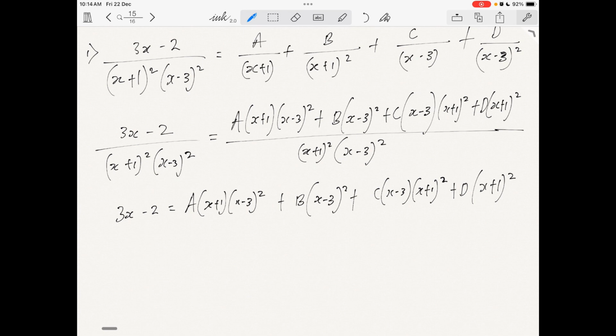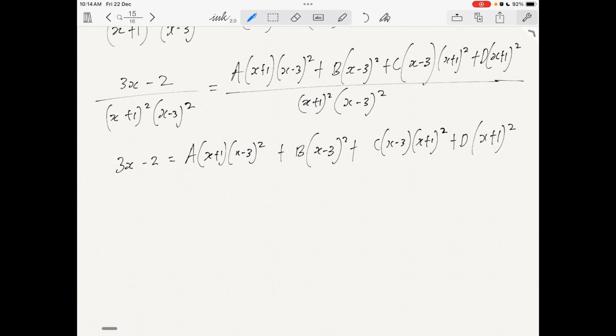Now, question, how do we solve A? How do we solve B? And also, how do we solve C and D? Now, people might say cover-up method, will it work? Sure, cover-up method will work, but we might not be able to evaluate everything using cover-up method unless we are very tactical about it. So most of the times we might end up using the comparing coefficients method.